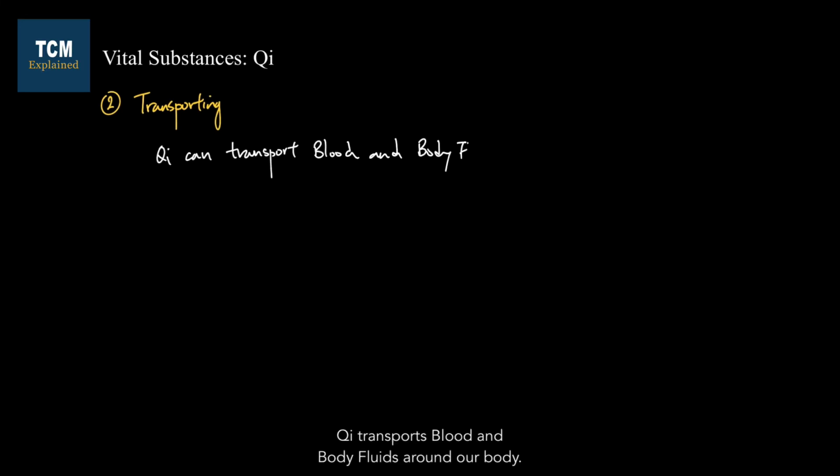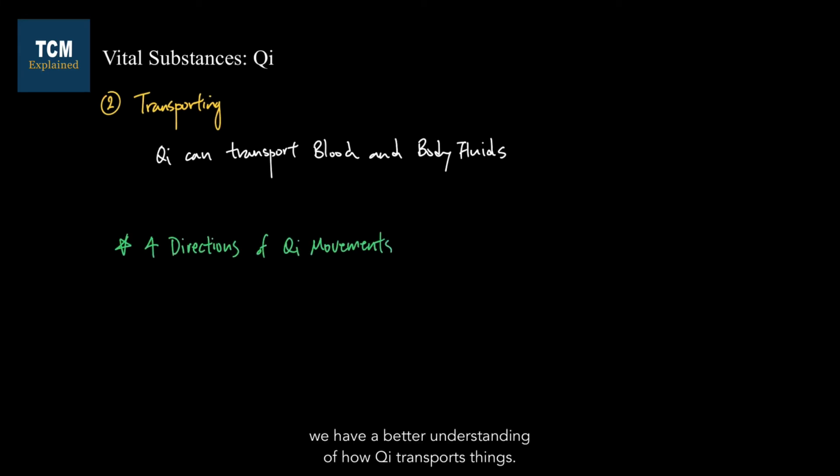Number 2, transporting. Qi is yang, it is active in nature. Qi can not only hold things within proper places, but also move things around. Qi transports blood and body fluids around our body. Here we can talk about the 4 directions of qi movement so that we have a better understanding of how qi transports things.